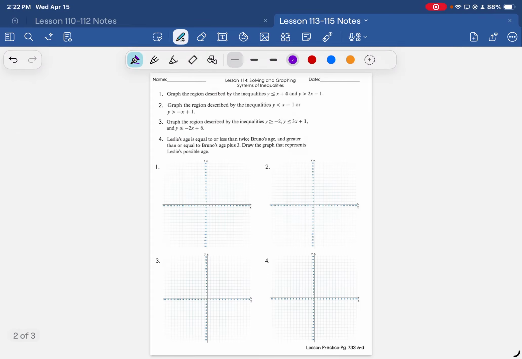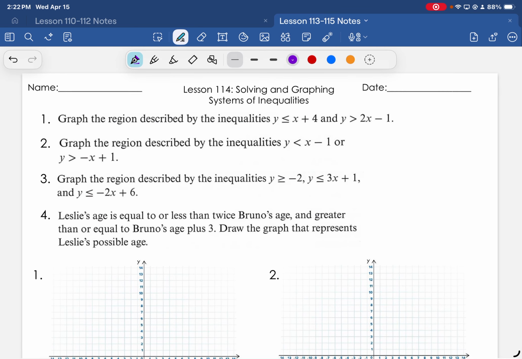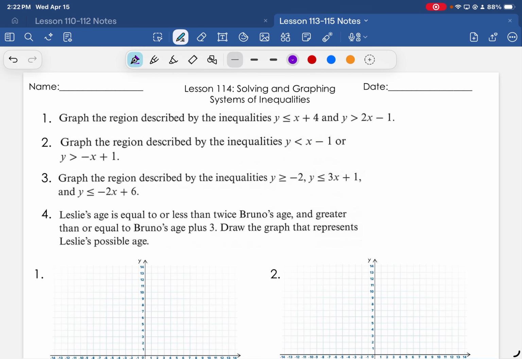Okay. Lesson 114 is a review from Algebra 1. Uh-oh. Algebra 1. The tail end of it. Like 3 years ago. I know. It'll all come back to you, watch.